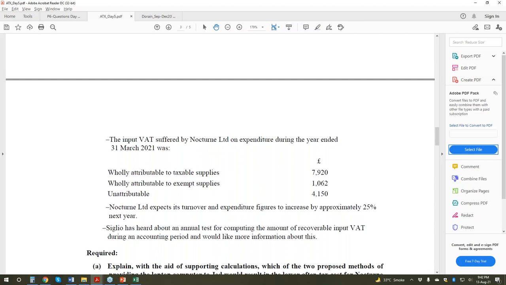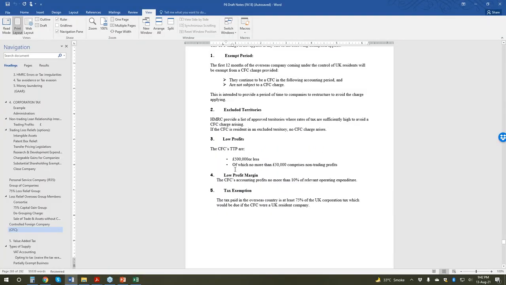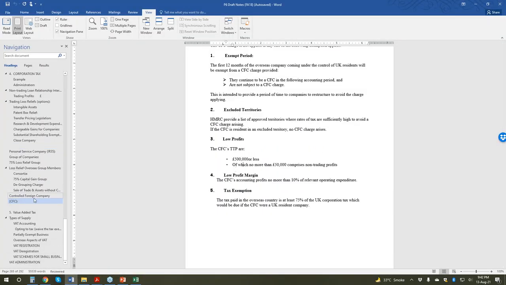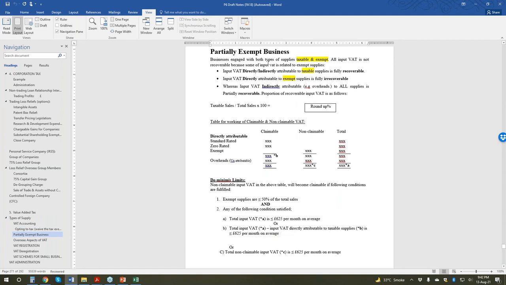Now, Seglo has heard about an annual test for computing the amount of recoverable input VAT during an accounting period and would like more information about this. That's fine. Let's check what the de minimis limit tests are and what the annual accounting test is. You can find this in the topic under the VAT chapter called partially exempt businesses.